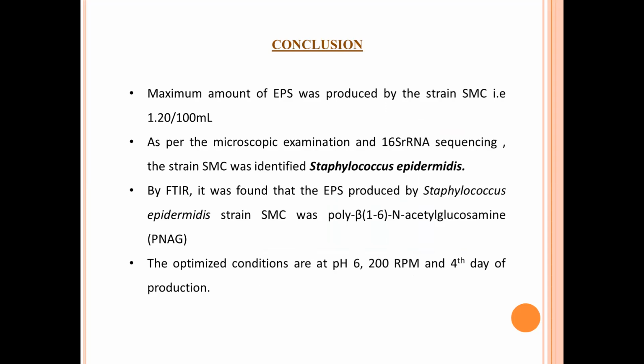We conclude that strain SM-C produced more EPS than the other two strains, and we identified the organism to be Staphylococcus epidermidis. With FTIR analysis, we identified the produced EPS to be poly-beta-1,6-N-acetyl glucosamine, which is also known as polysaccharide intercellular adhesin, which forms a biofilm around the bacterium at extreme conditions.